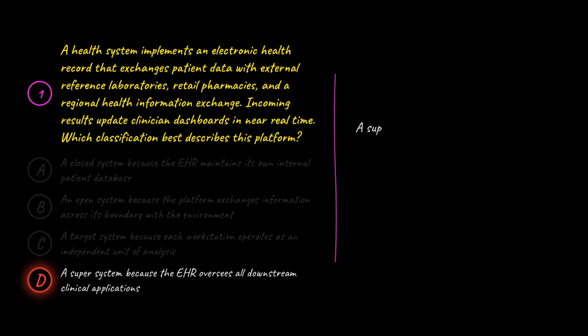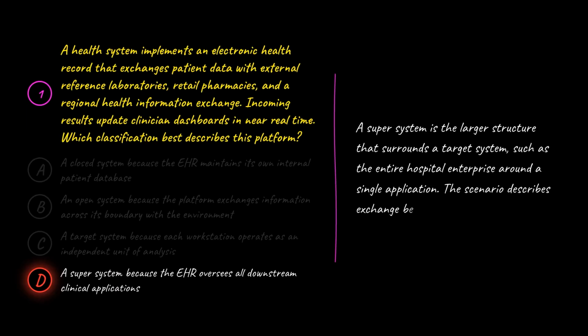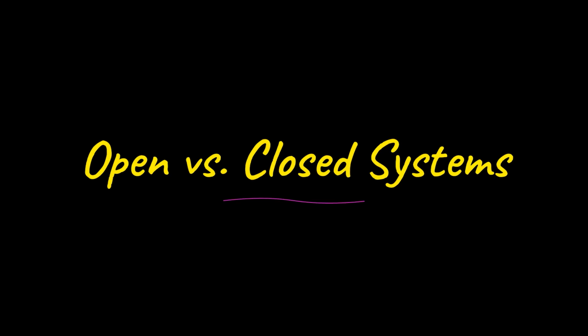D is wrong because a supersystem is the larger structure that surrounds a target system, such as the entire hospital enterprise around a single application. The scenario describes exchange behavior, not hierarchical position. Every system in healthcare, from a bedside monitor to an entire hospital, is defined by a boundary. The critical question is whether that boundary lets anything cross it.